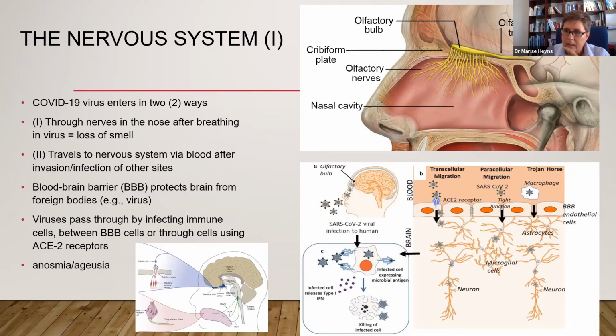The third way it can get over the blood-brain barrier is through a Trojan horse. That's like a macrophage, a structure that's allowed to go through the blood-brain barrier. In this case, the virus uses it as a Trojan horse, hooks onto it and goes through to the brain. So that's the three main ways that the virus can enter the brain.